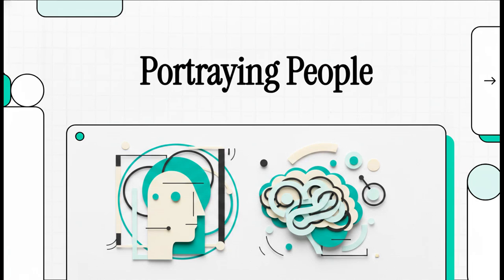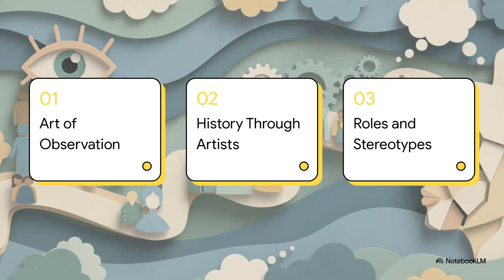Today, we're embarking on a really fascinating journey into how we portray people. We're going to look closely at how we see, how we draw, and ultimately how we categorize the human experience all around us. It is incredibly easy to just take for granted the faces we see every single day, but when you actually stop to observe, there's this entire complex world of structure, history, and even bias hiding behind every single portrait. Here is our agenda for today.